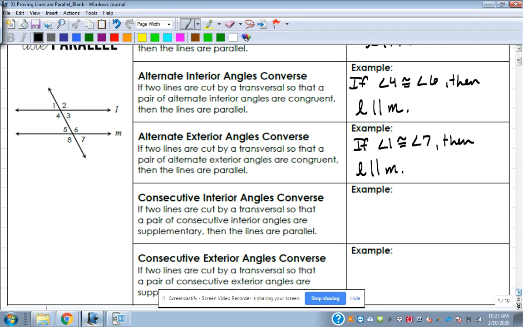Consecutive interior angles, or same side interior, are supplementary. We know that means they add up to 180. So what is a pair of consecutive interior angles in this picture? 4 and 5 or 3 and 6. Those are the only two. There were several other answers floating out there that are not right. So 4 and 5 are consecutive interiors, and 3 and 6 are consecutive interiors. And so if the consecutive interiors are supplementary, then the lines are parallel. So if the measure of angle 4 plus angle 5 equals 180 degrees, then line L is parallel to line M.